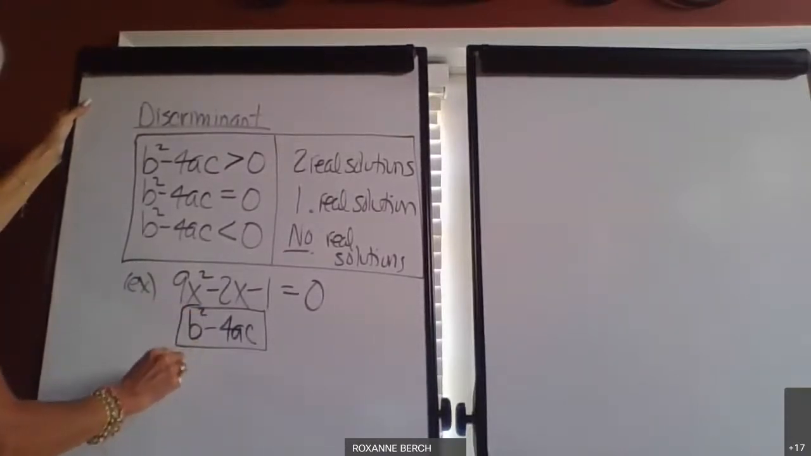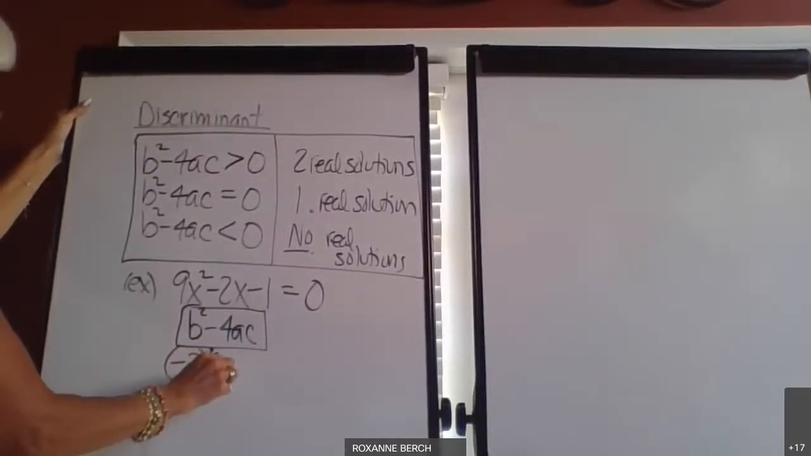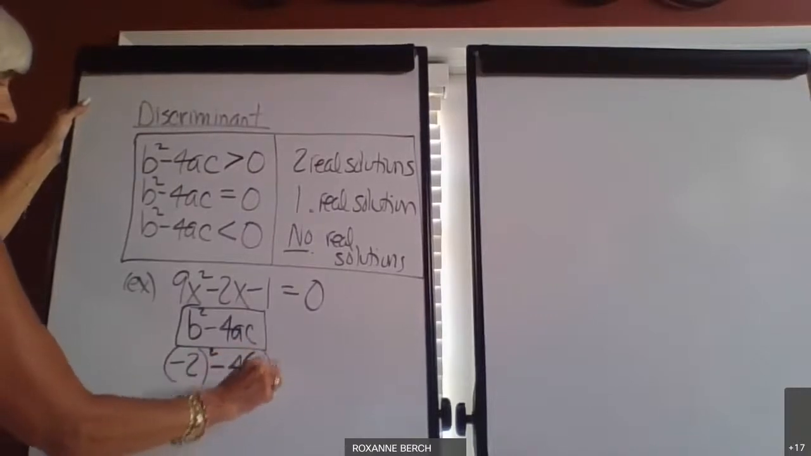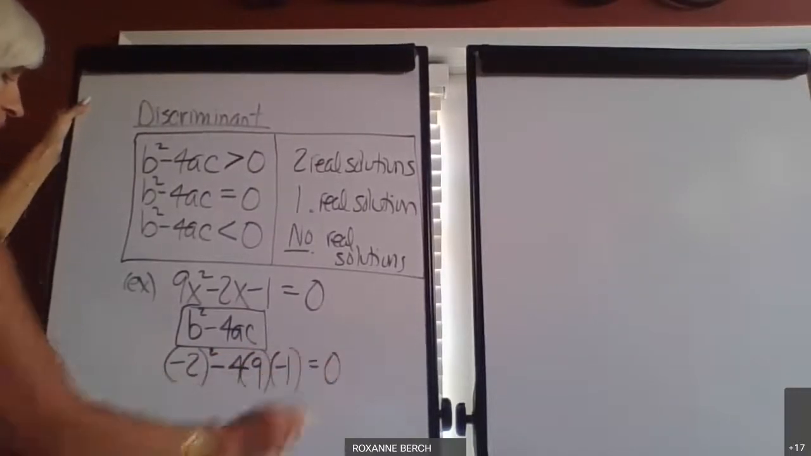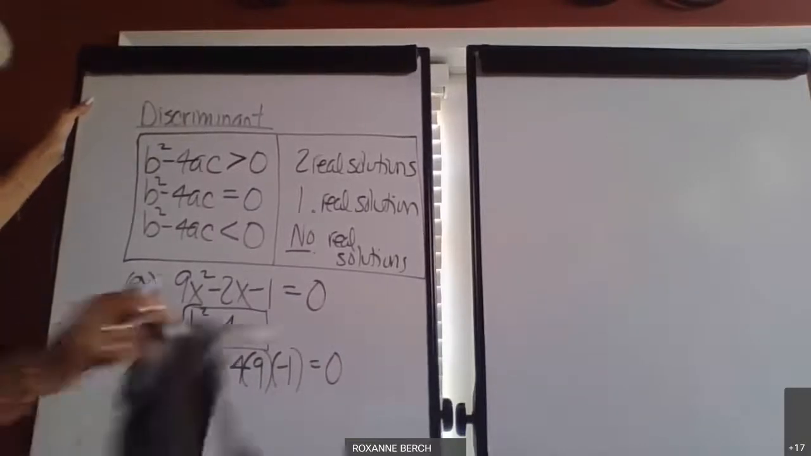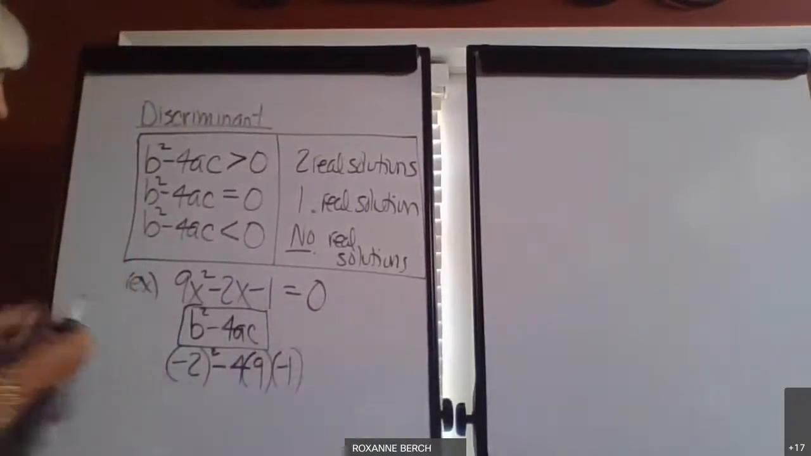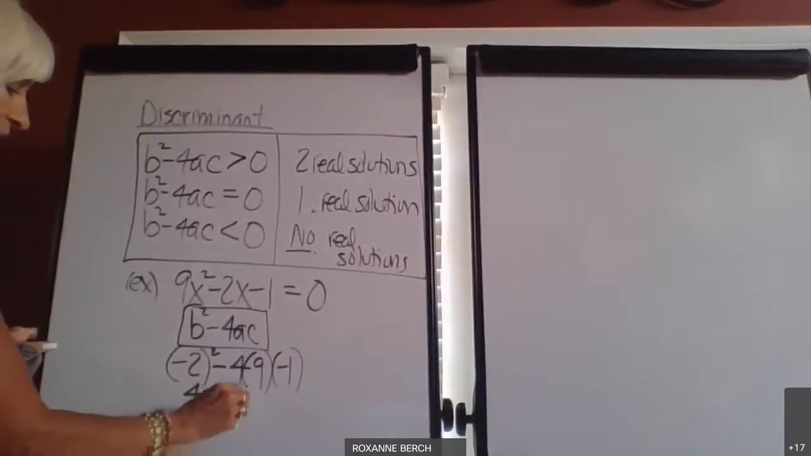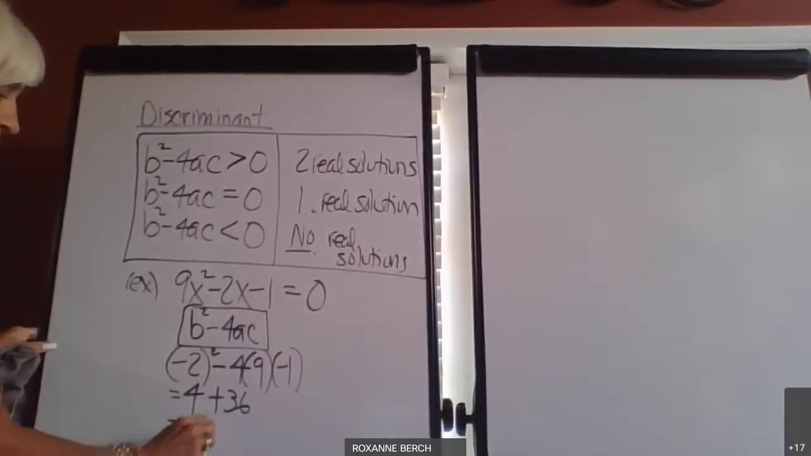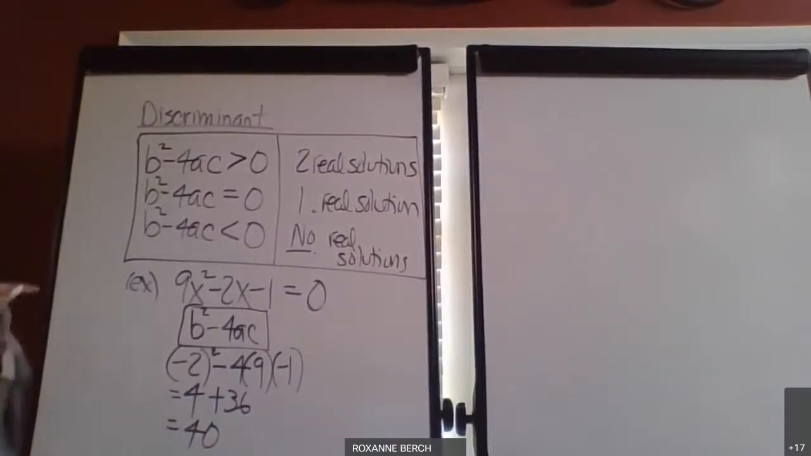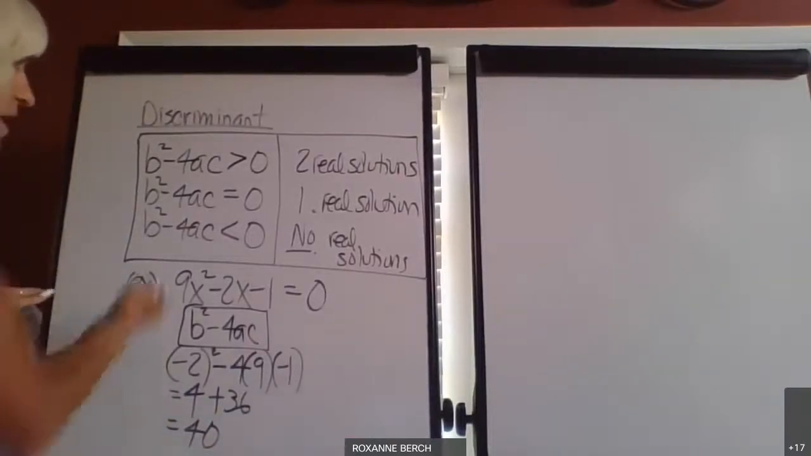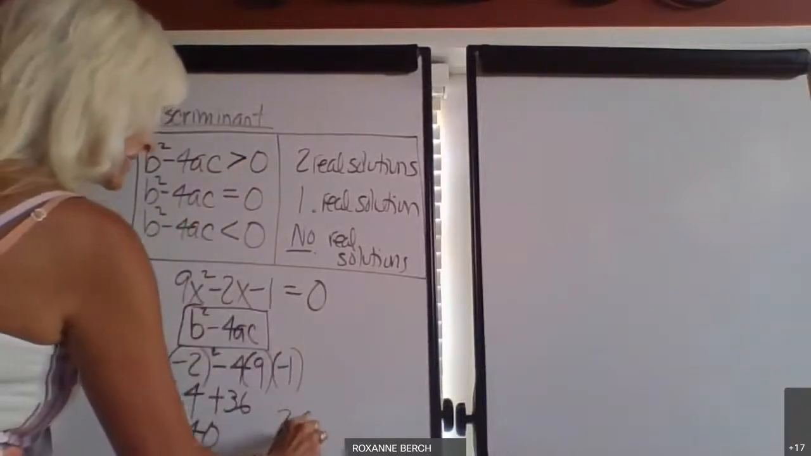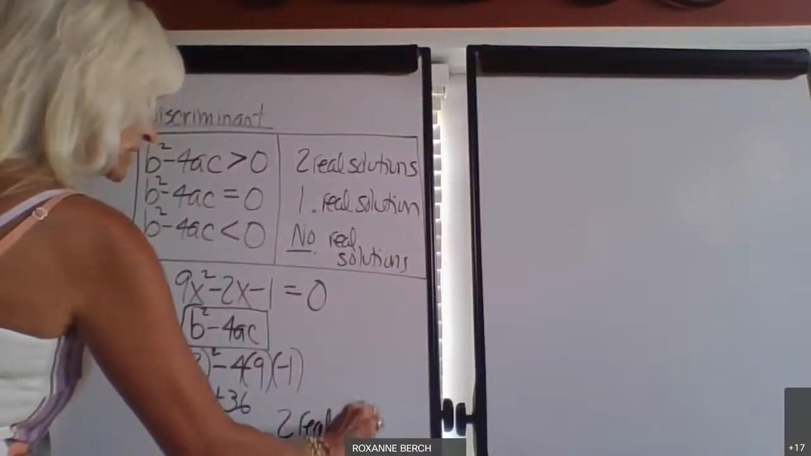Well, b is -2. So that would be -2 quantity squared minus 4 times 9 times -1. Wait a minute, we don't set that equal to 0. It's just a discriminant. So this would be a +4, and a negative times a negative is a 36. So this would be plus 36, which is 40. So what that tells you, it doesn't tell you what the solutions are, but because it's positive, it means there's 2 real solutions.